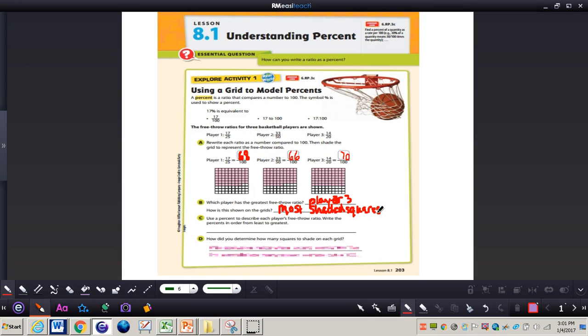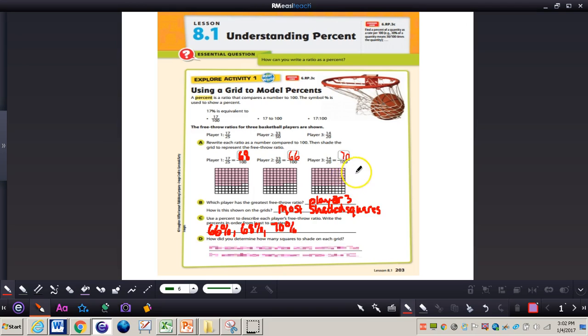Now for letter C, it says use a percent to describe each player's free throw ratio. Write the percents in order from least to greatest. So percents, just like whole numbers, are easy to tell from least to greatest. So we can see player 2, 66%, had the lowest free throw percentage. Then 68% for player 1. And then finally 70% for player 3.